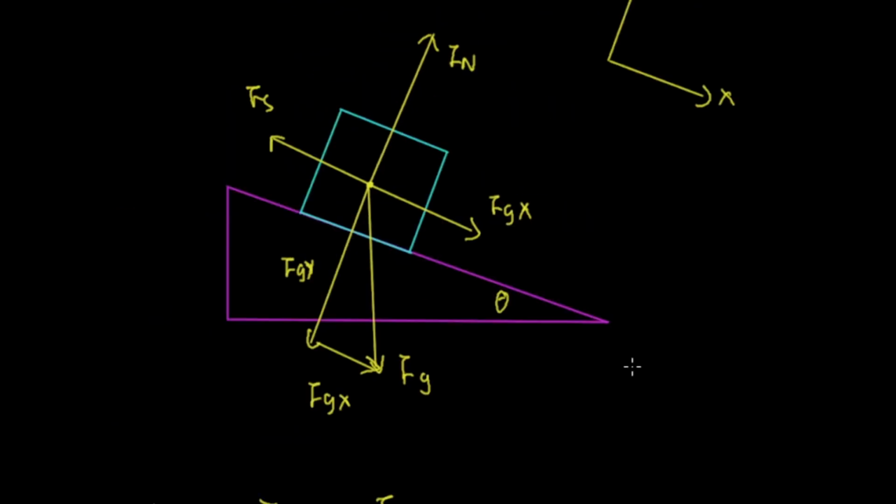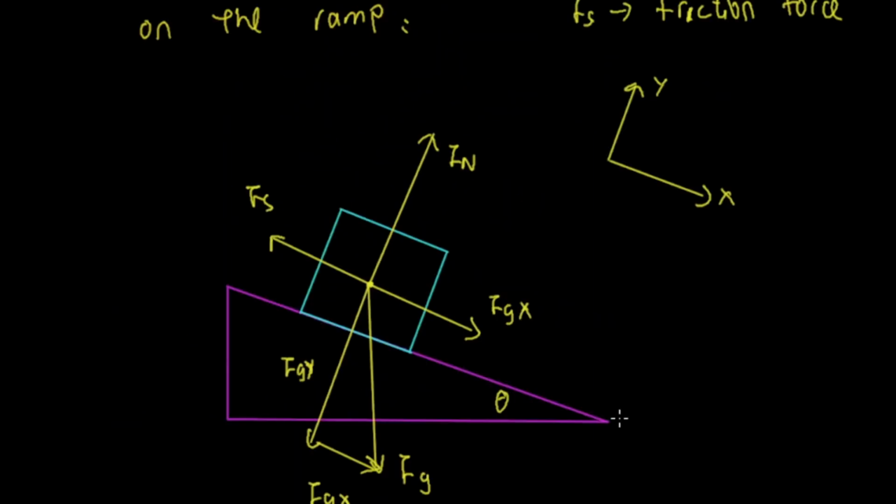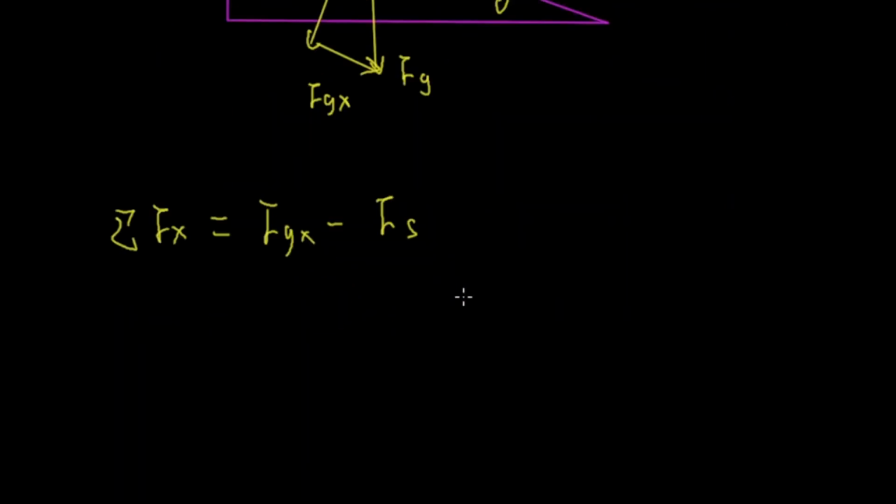Now, notice that the block is at rest. So that means the block is not actually sliding down. It's just at rest here. That's because the friction force is keeping the block from sliding down. But in that case, that means the acceleration in the x direction is 0. So it's 0.